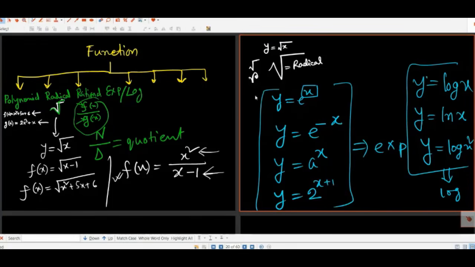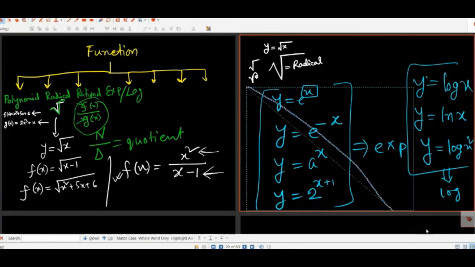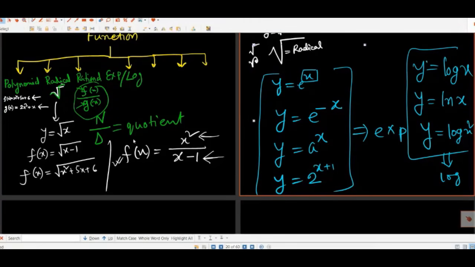After exponential and logarithmic function, you have to know about absolute value function.